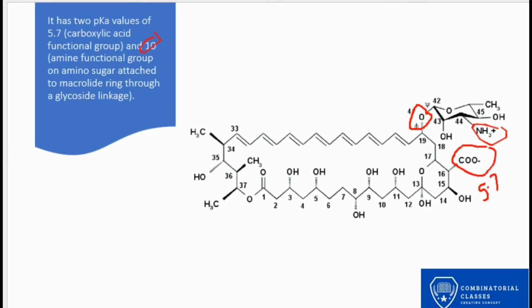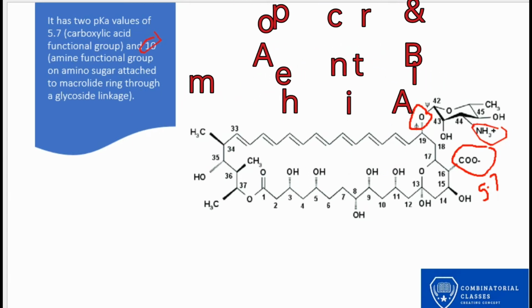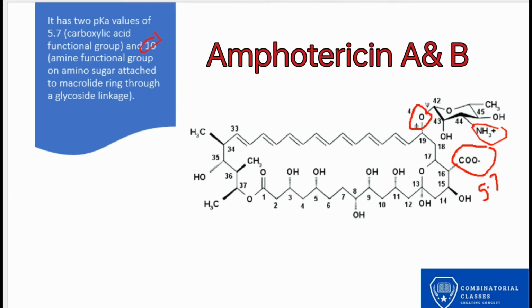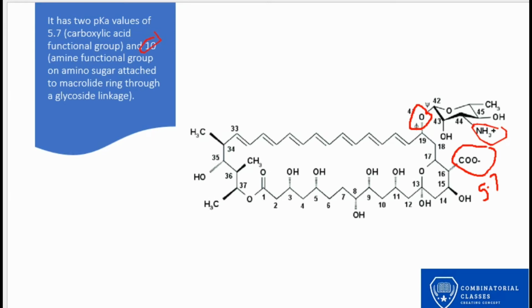It is obtained from the soil culture of the actinomycete Streptomyces nodosus, right? And you can see it is isolated as a mixture of two compounds, amphotericin B and amphotericin A, right? Of A and B, compound B is more active compared to amphotericin A, so it is further used in clinical practice, like amphotericin B, right?